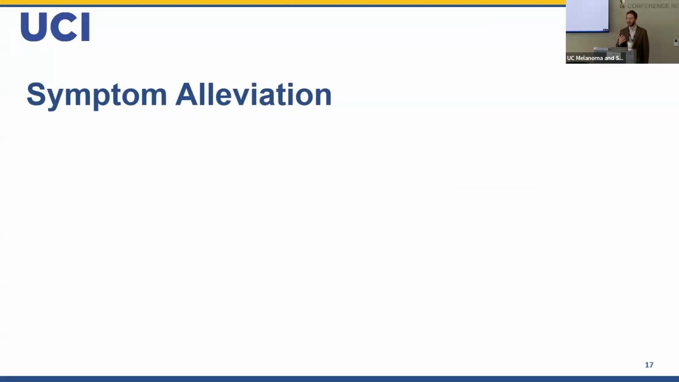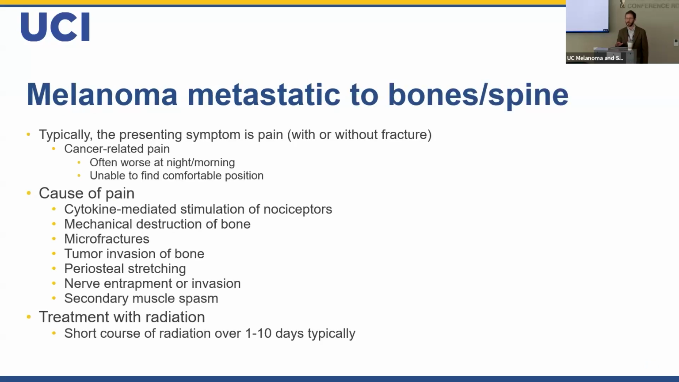Moving to patients who have melanoma that has spread to other parts of the body, we use radiation therapy a lot. That's the dominant form of radiation that we are using for melanoma. When it has metastasized, it often metastasizes to the bones or the spine bones, and radiation can be quite helpful for alleviating symptoms. The most common symptom is pain.